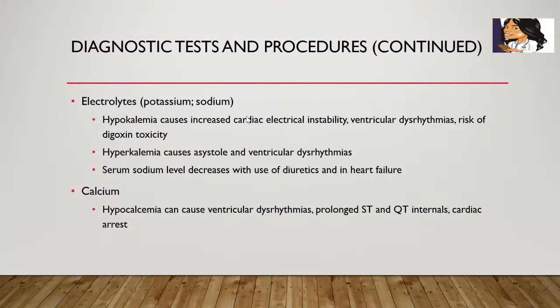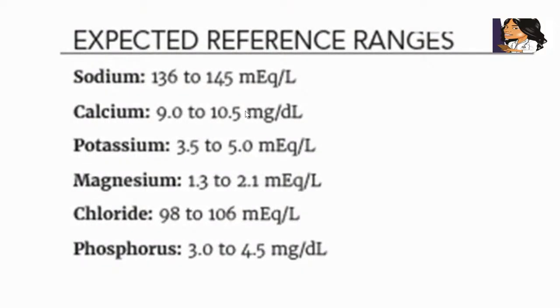So look at the rhythms, guys. Some of these electrolyte imbalances can put a patient into a lethal rhythm. This is one of the reasons why we have to look at these lab values and know the lab values. You have to commit this to memory, so you never get these questions wrong. Make sure you know the expected reference ranges for all of these values, because every one of these electrolytes can cause some type of disturbance for the heart.